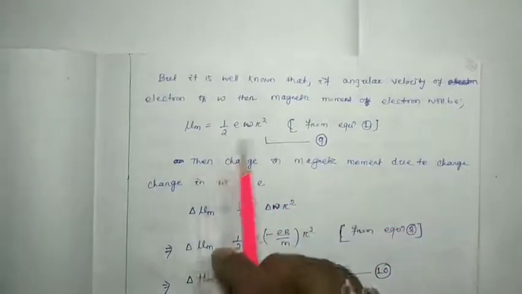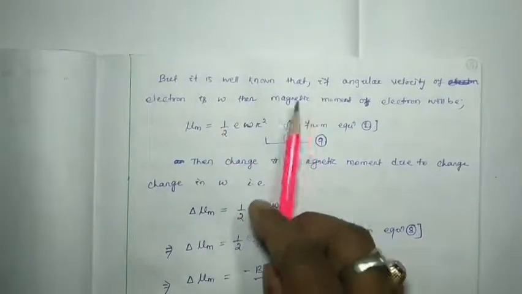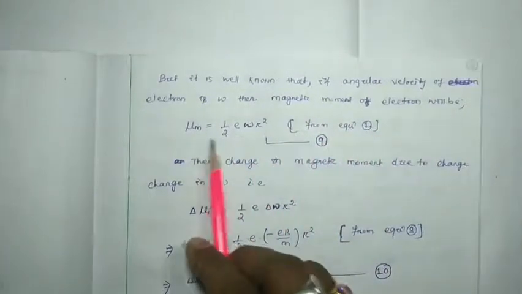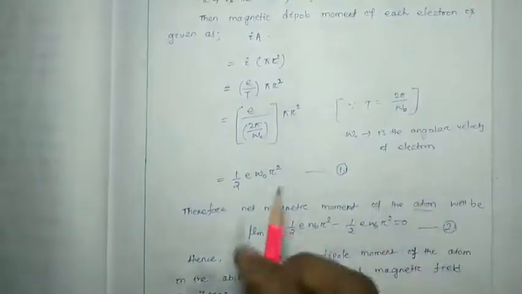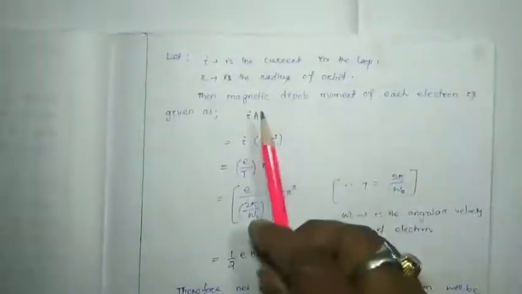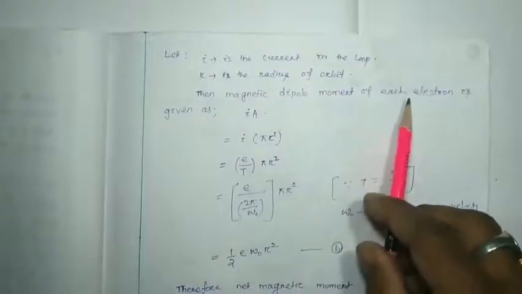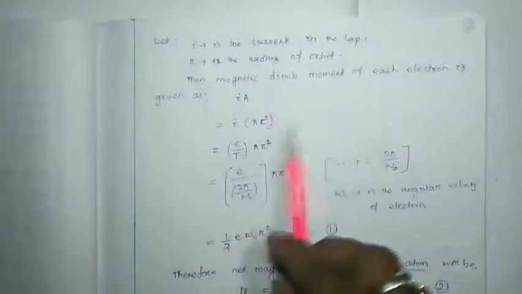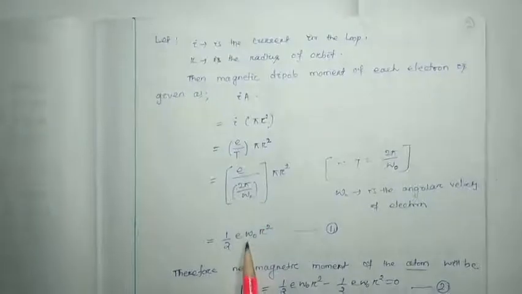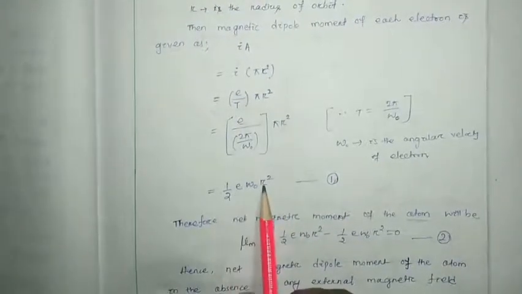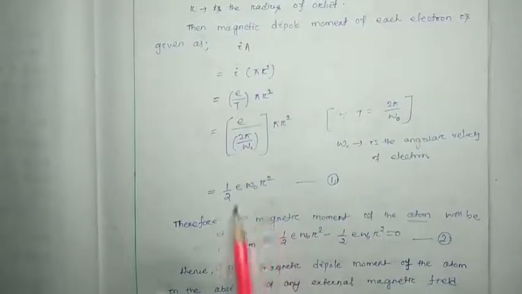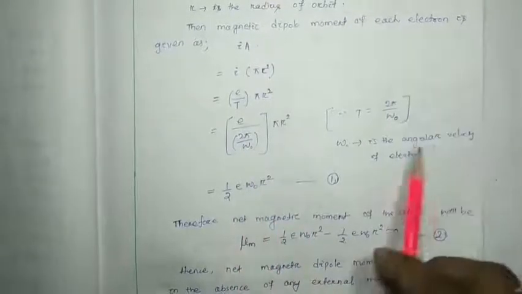So what it is telling is that the magnetic moment of an electron will be this expression, because from the beginning, from equation number 1, we discussed that the so-called magnetic dipole moment of an electron is nothing but half e omega 0 square r square. Here e is the charge of the electron, r is the radius of the circular orbit, and omega 0 is nothing but the angular velocity.